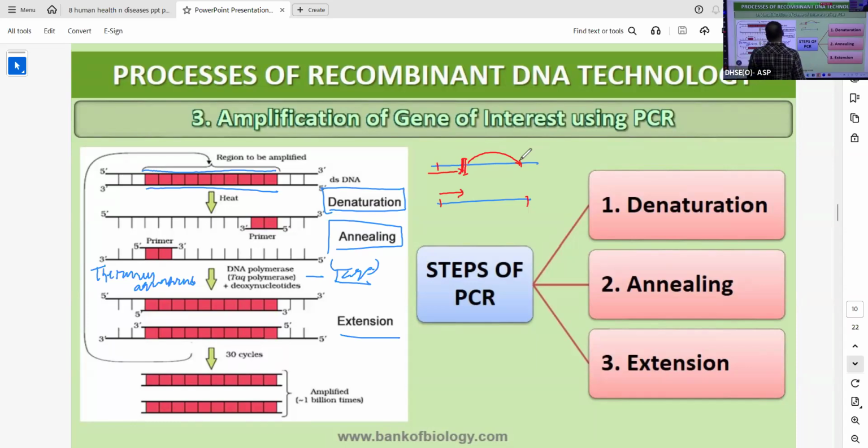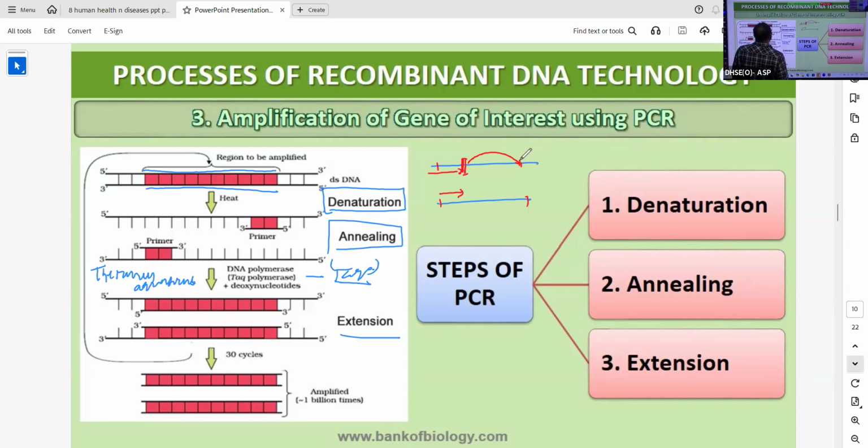ठीक है. Fine. And this annealing के बाद next thing that comes is extension. Extension मतलब लंबा होना. Formation of new bonds and new structures. Fine. वो हो गया आपका extension. 30 cycles वाला देखो. After 30 cycles the amplification is 1 to 1 billion times.